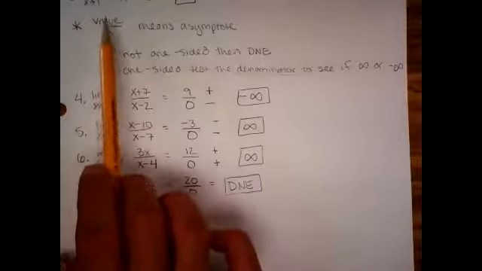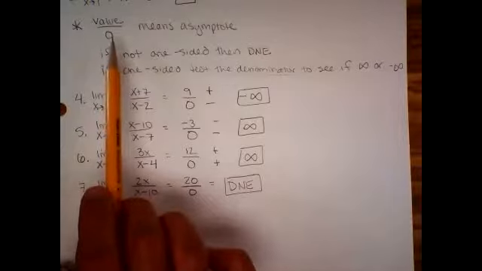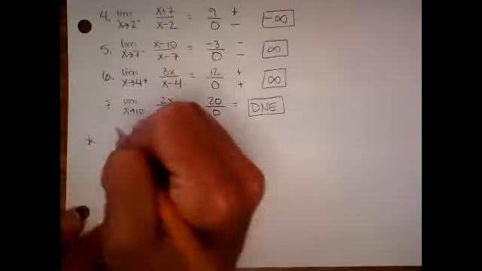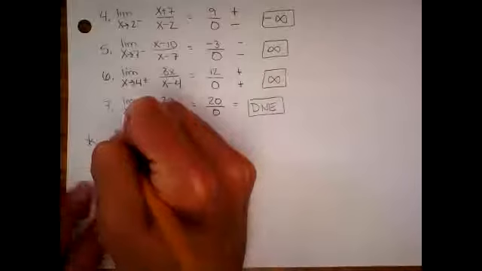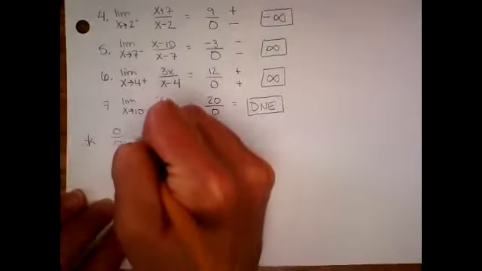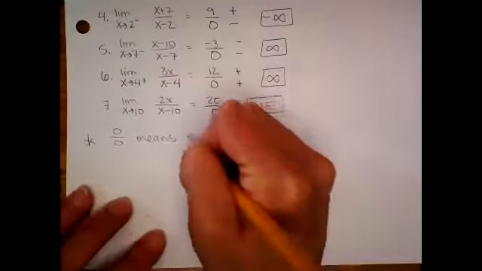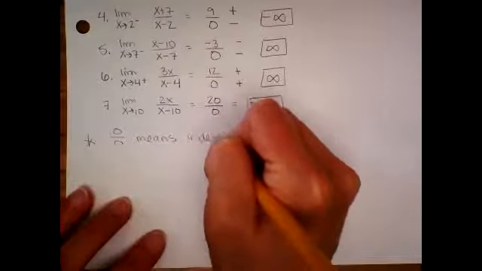All right, so this is if you have a number over 0, you have an asymptote. So if you end up with 0 over 0, that means it is what is called indeterminate.